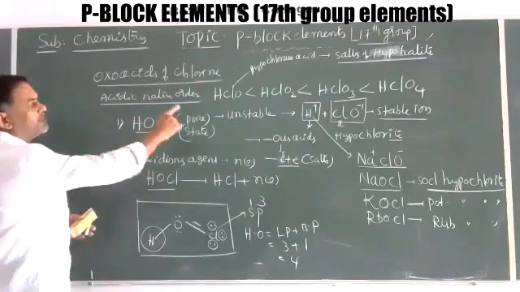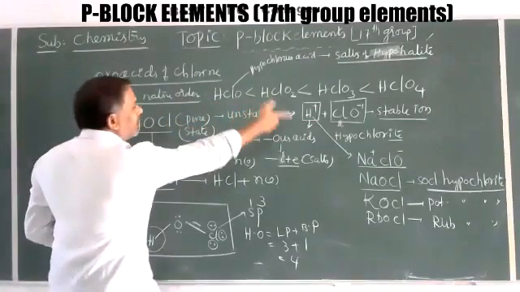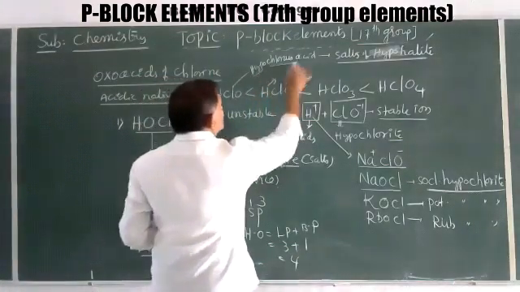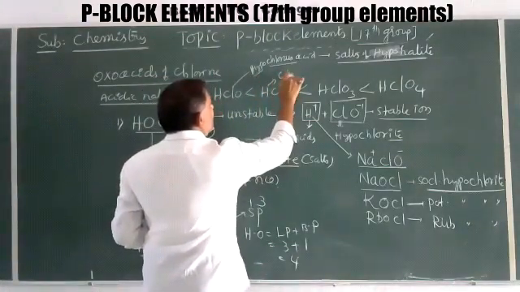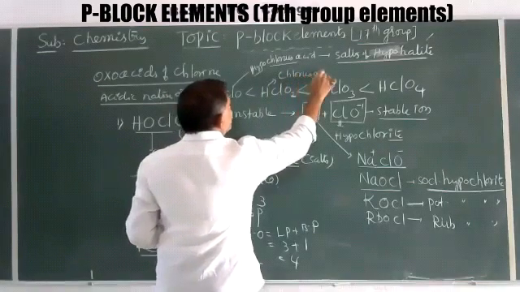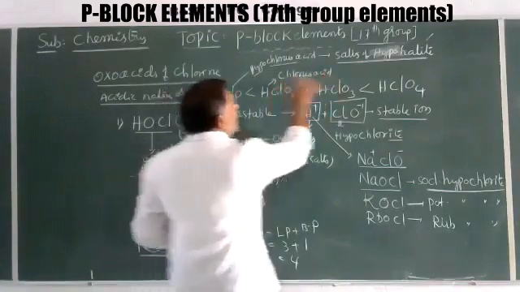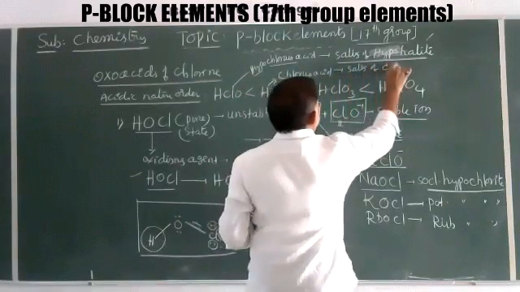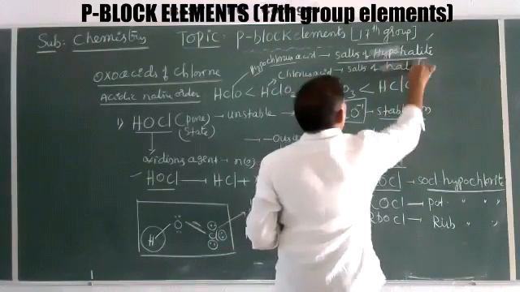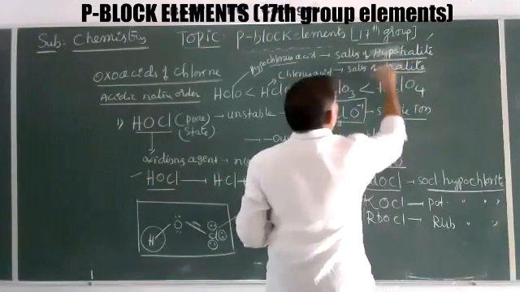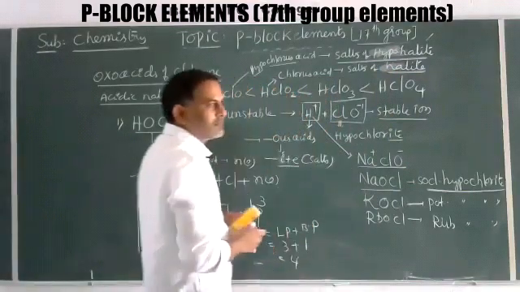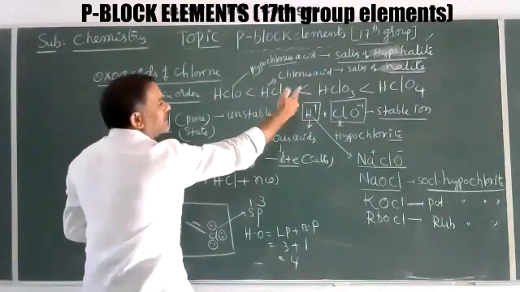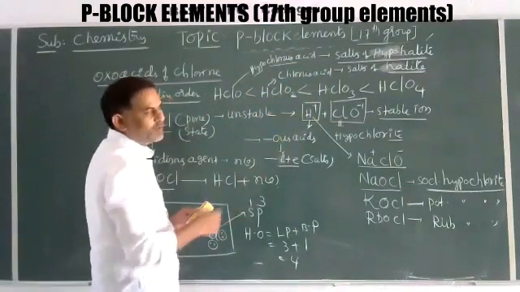Similarly, HOClO, like HClO2. This HClO2 is called chlorous acid. This chlorous acid gives salts of chlorites, salts of halites. There is no hypo word here, just halite. For hypochlorous acid, hypohalites. For chlorous acid, simply salts of halites only.